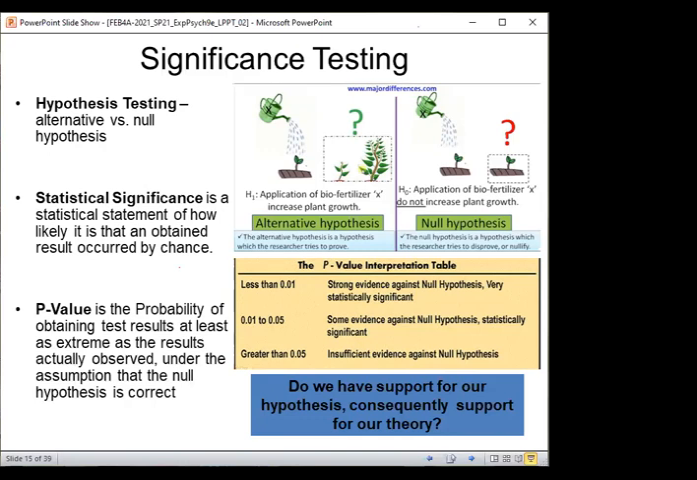So in hypothesis testing, we come up with what is known as an alternative and a null hypothesis. The null hypothesis is this. I have an example here that I was able to fish out for you. It's not necessarily psychological, but it highlights the point. Let's say we have some sort of biofertilizer that we think is going to be effective. Our null hypothesis in testing this biofertilizer would be this: application of biofertilizer does not increase plant growth.